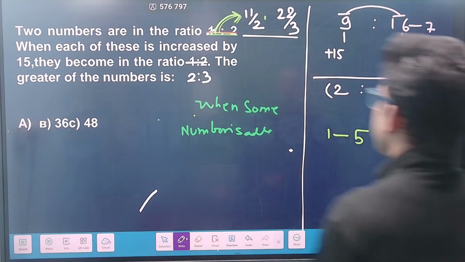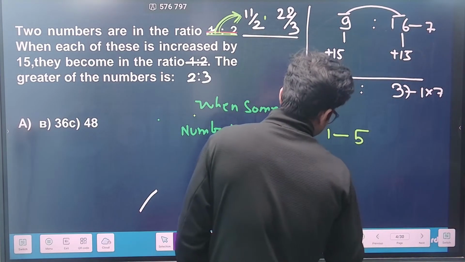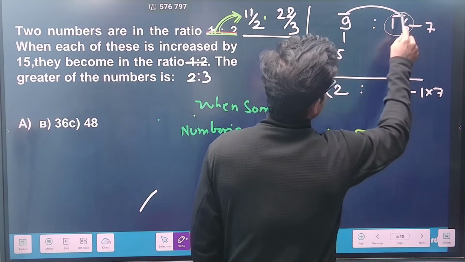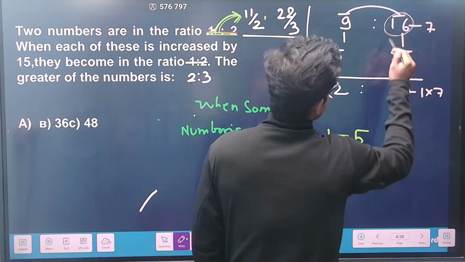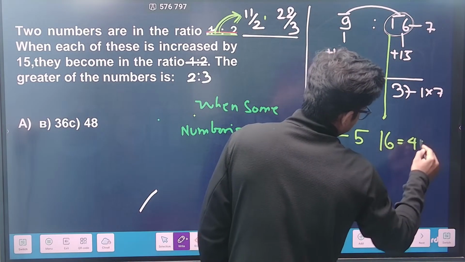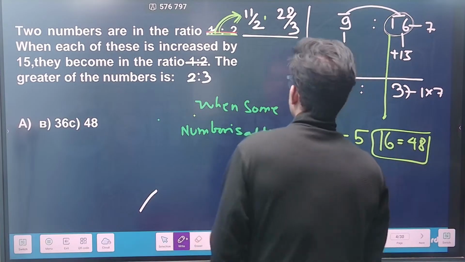Then the value of 16 would be 48 now. 16, because they're asking the value of 16, everyone. So the value of 16 would be 48. I hope this has been done.